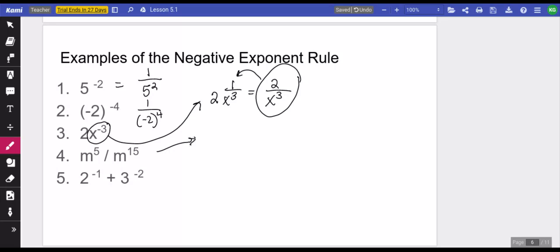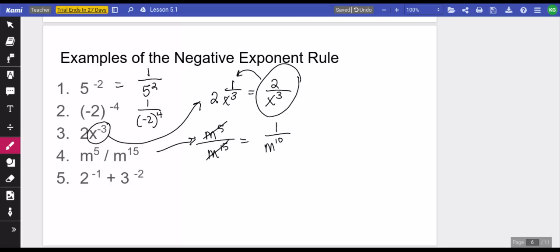So on number 4 here, we have m to the 5th over m to the 15th. This kind of goes back to our subtraction rules. So I'm going to subtract away 5 from each of these. So that would leave me with nothing on the top, so just a 1, and then m to the 10 on bottom.